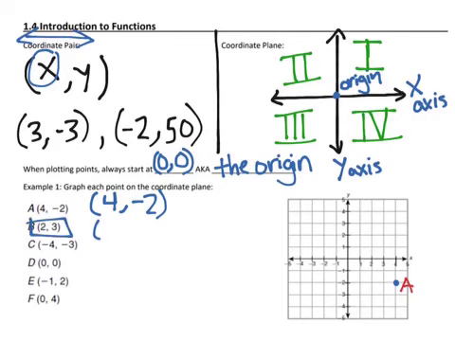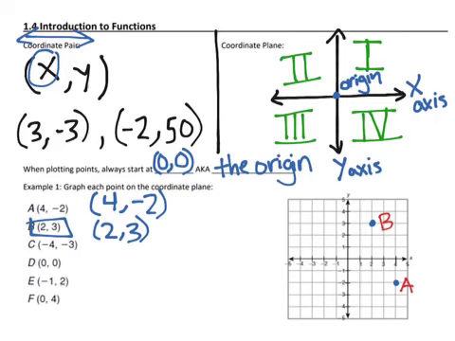Alright. On to B, problem number 2. B is the coordinate pair 2, 3. And the x tells us that we're going to move right 2. And the y value tells us that we're going to move up 3. So our point is going to be at 2, 3. And we can go ahead and label that one as well. So that's point B. Let me do one more with you and then I'll let you try the last 3.